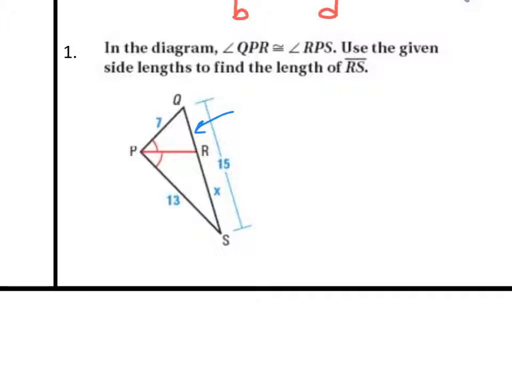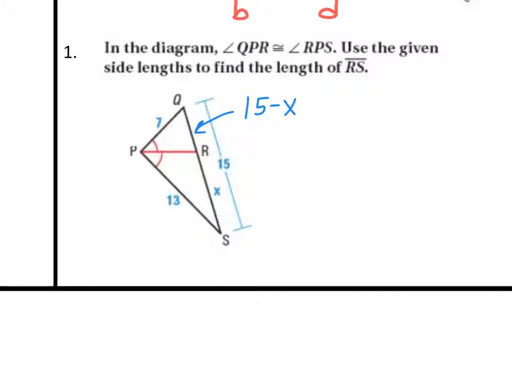How could I use 15 to label that part? 15 minus x. There we go. 15 minus x. Because you're taking that entire side, you're subtracting off x, you get 15 minus x.